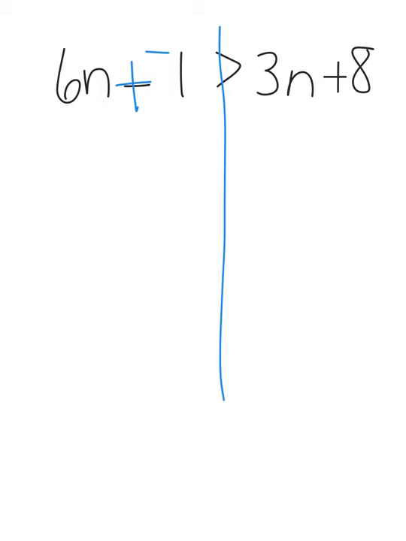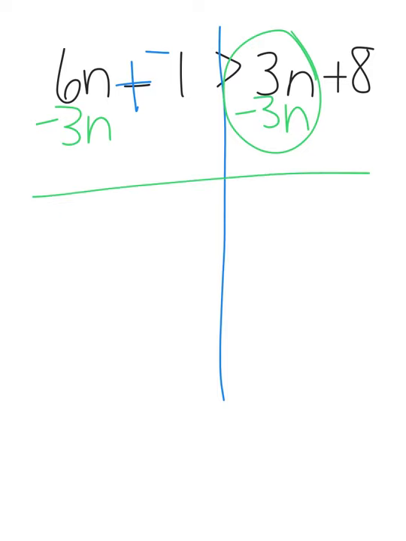I do not have like terms on the same side, so we are going to go ahead and start to move. I like to move the smaller term that has a variable. So I'm going to subtract my 3n from both sides. Whatever we do to one side, we do to the other. We moved the entire term, the 3 and the n. And so 6n take away 3n is 3n plus a negative 1 is greater than a positive 8.